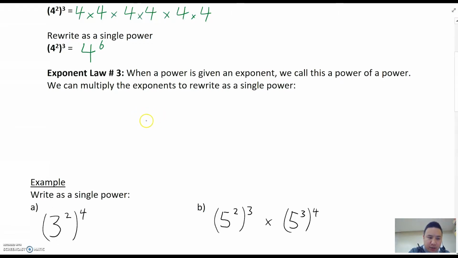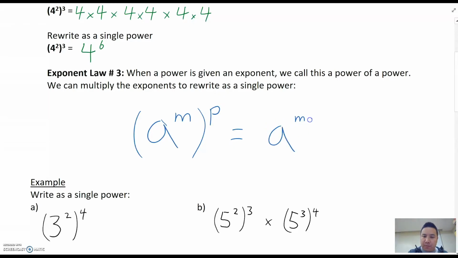which means that if I had something like a to the power of, let's say, m. Okay, so that's my first power. And then I decide to make it a power of a power, meaning I slap another exponent on there. Okay, so I want everything inside the brackets to be to the power of p. A quick way for me to turn this into a single power is to just write it as a to the power of whatever m times p is. And that's exponent law number 3.